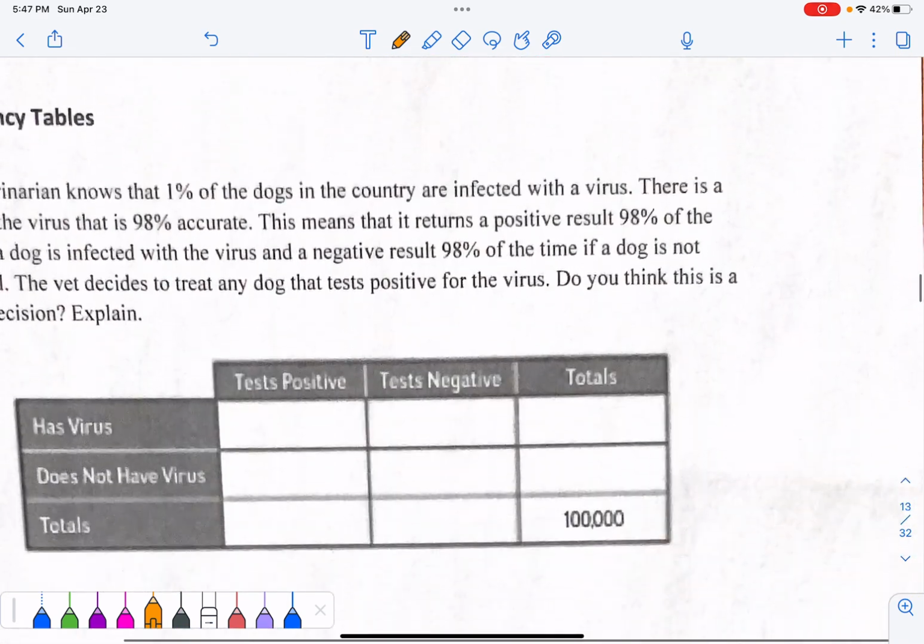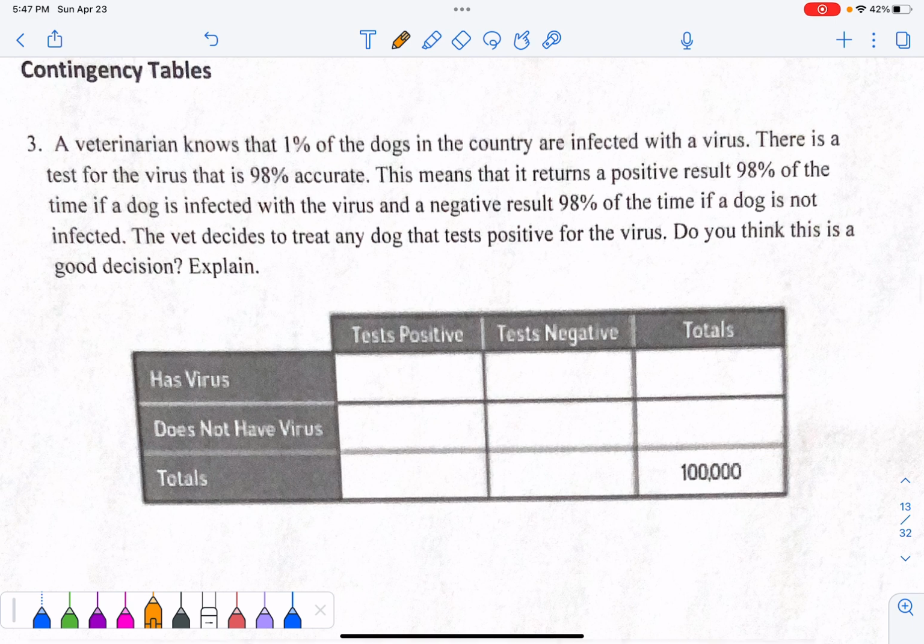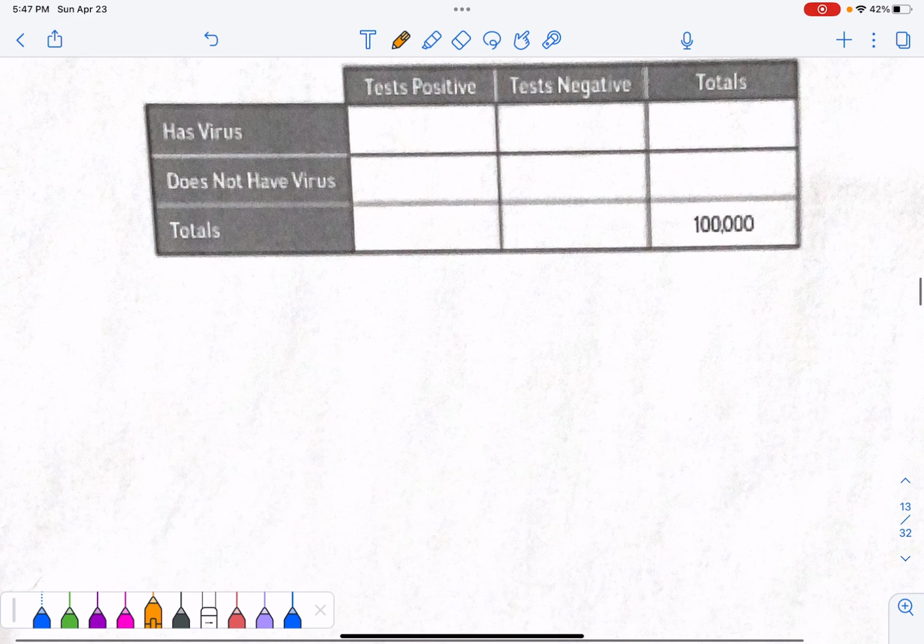So go through and make sure you give me some sort of an explanation on number 3 when you do that one. Ultimately, do you think it's a good decision is what you're trying to say. But give me a nice, good sentence backed up with some information. And start with 100,000 in the bottom corner. And there you go.